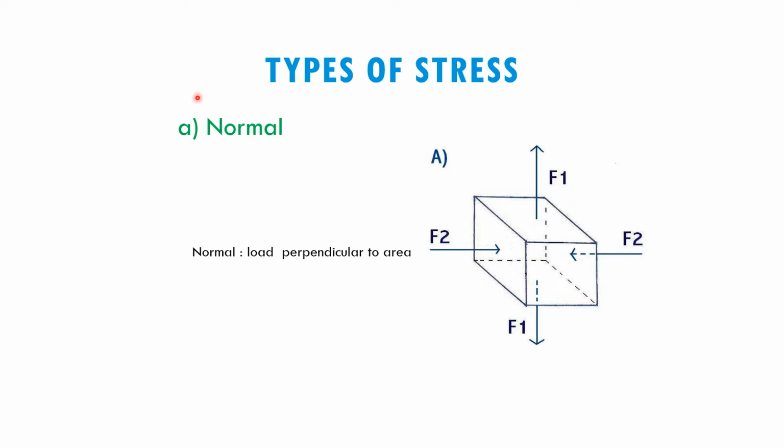For the type of the stress, the first one is normal stress. Okay, so normal stress usually is the load that is perpendicular to the area. For example, let's say we apply the tensile force, okay, it will act on the opposite part of the material, but it's still perpendicular to the object. Okay, so this is for the F2. If it is compressive, then it will act toward the body, okay, but then it's still perpendicular to the surface area of the body.